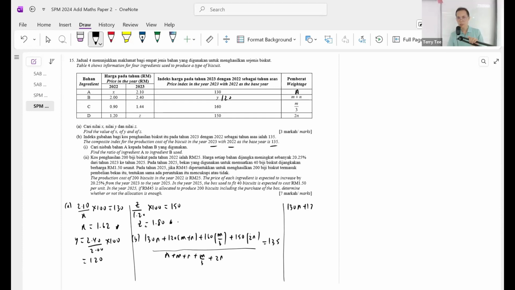130N plus 120M plus 120N plus 160 divided by 3. I can't simplify this, 160 cannot divide by 3. Very ugly, 160 over 3M. This is 300N. Total ratio 4N plus 4 over 3M. Result 135. Okay, let's add all the M together.